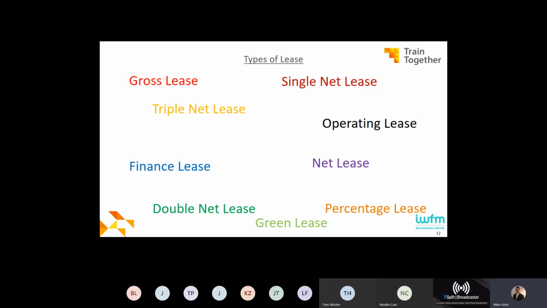Open question to any of you. Can any of you tell me what any of these leases mean? If you think you've got some sort of idea what you think it means, just shout out. Anybody? Carolina.